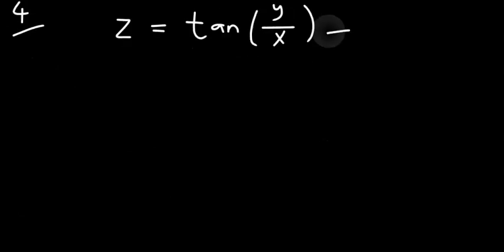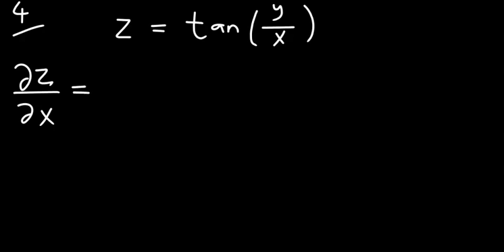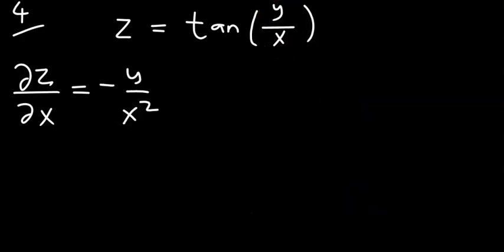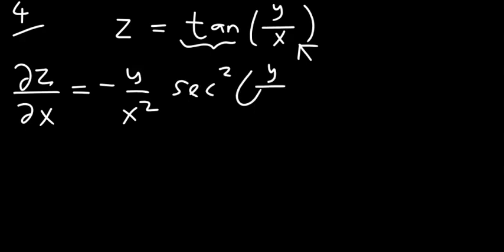What about this one? z is tangent of y over x. So the partial derivative of z with respect to x. Note, we have to treat y as a constant. So when we differentiate the argument with respect to x, you get minus y over x squared, because when you differentiate 1 over x, you get minus 1 over x squared. So write that in front. And next, differentiate tangent with respect to the argument. So that's going to give you secant squared of that argument.